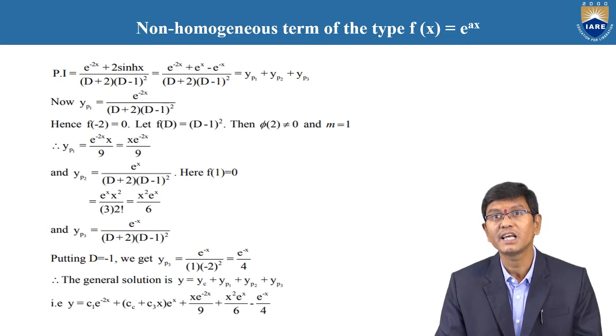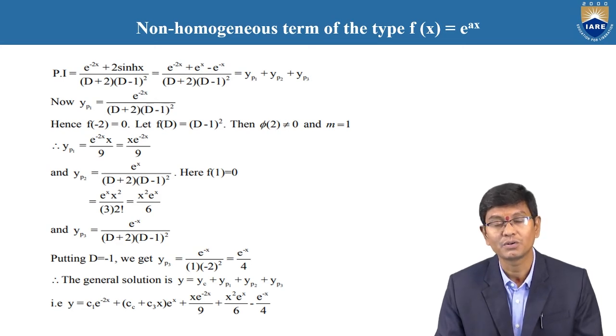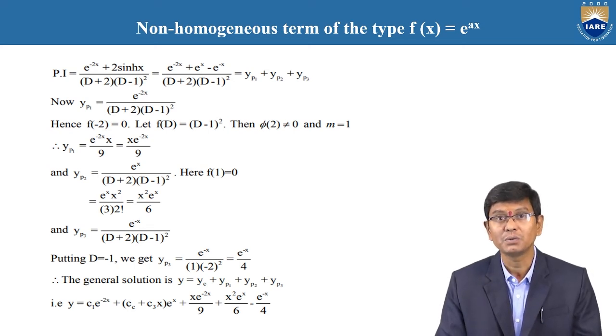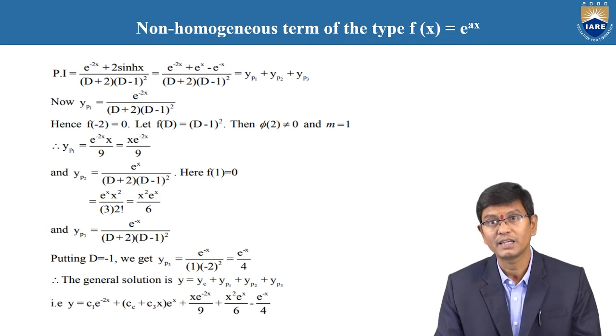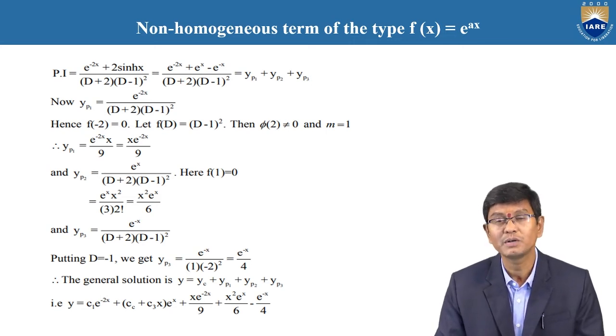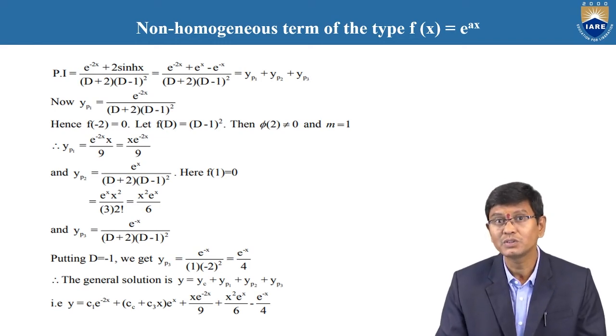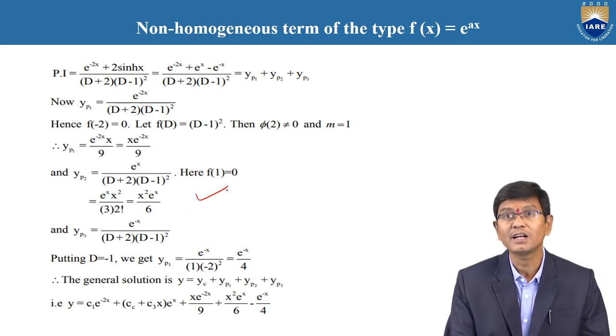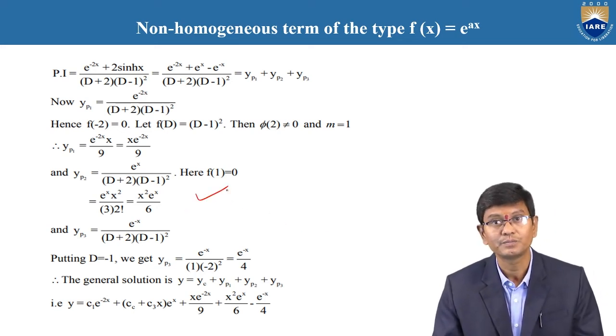Therefore, the solution is clearly yp1 = x e^(-2x) / 9. Now we need to find particular integration 2. The second one is e^x, that is e^x / ((D + 2)(D - 1)²). The denominator becomes 0 two times. Using the case of failure, we take the second derivative, and after simplification you obtain clearly x² e^x / 6.